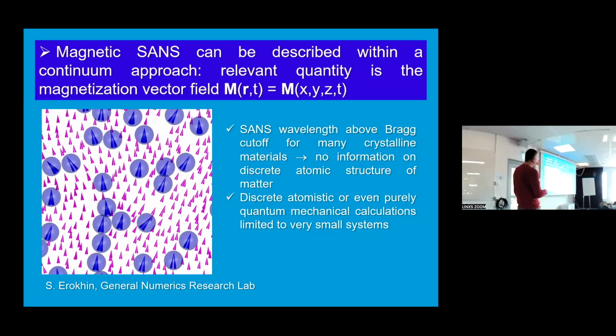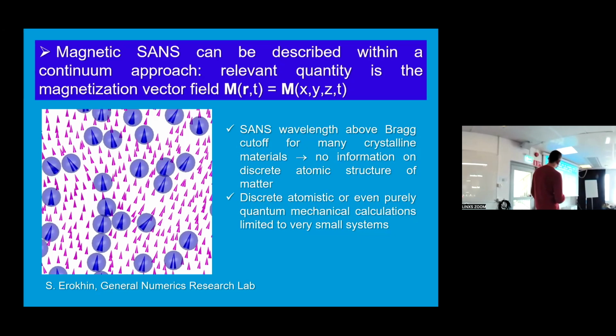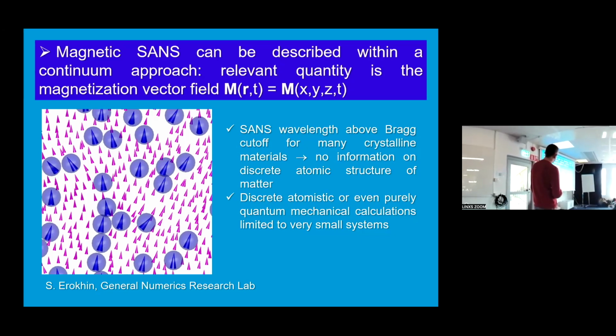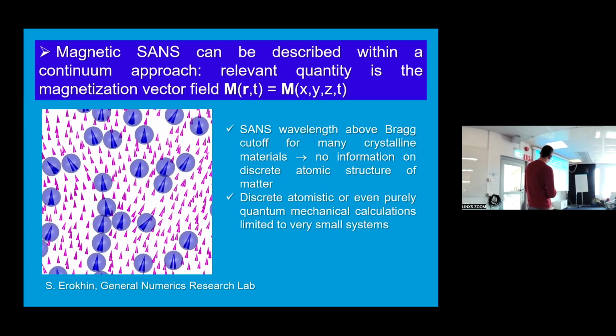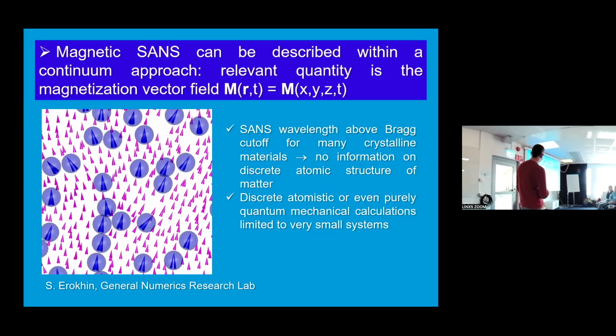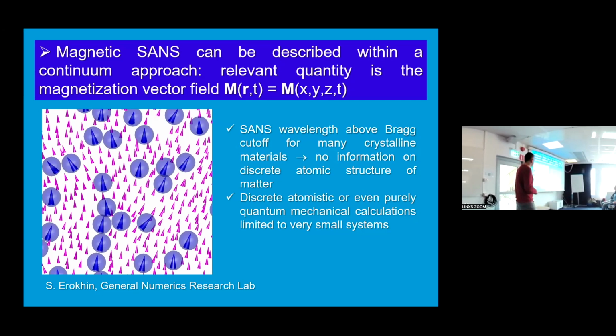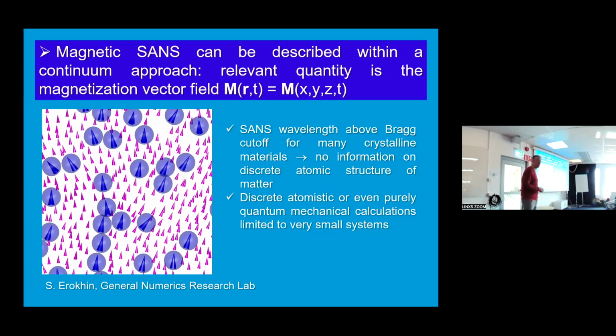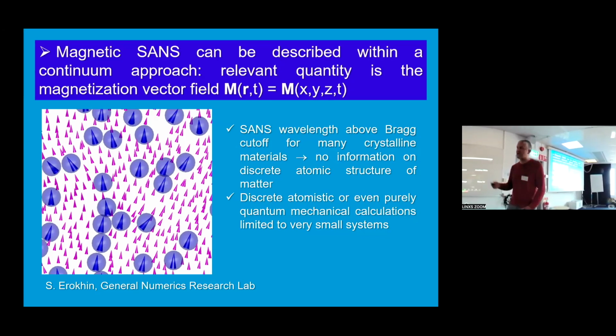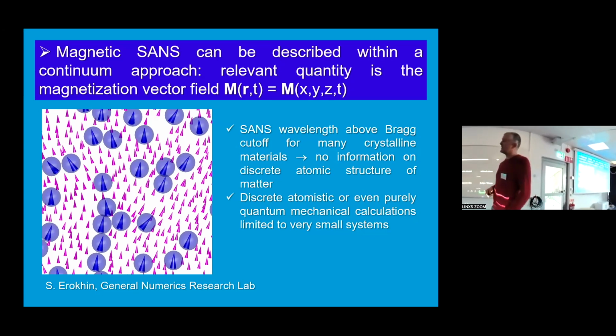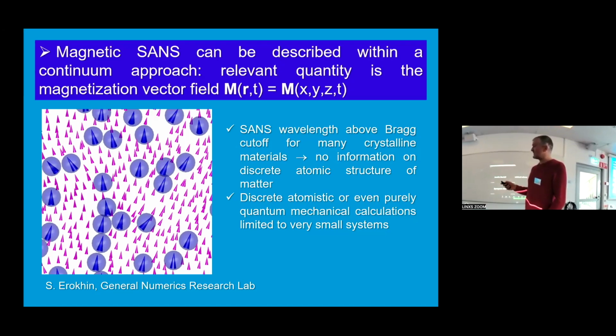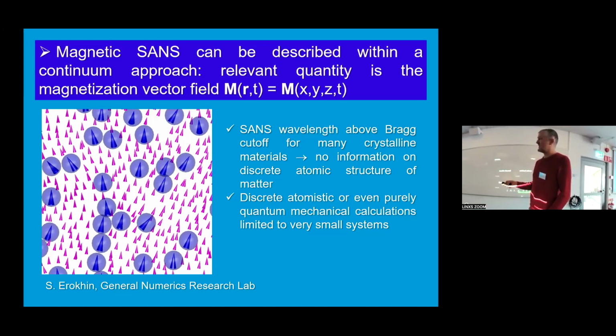So whenever you have these two things happening, that the magnitude of the magnetization changes on the nanoscale, or that the orientation of the magnetization vector changes on this mesoscale, then this is a contrast for magnetic small angle neutron scattering, and then you get a SANS signal.